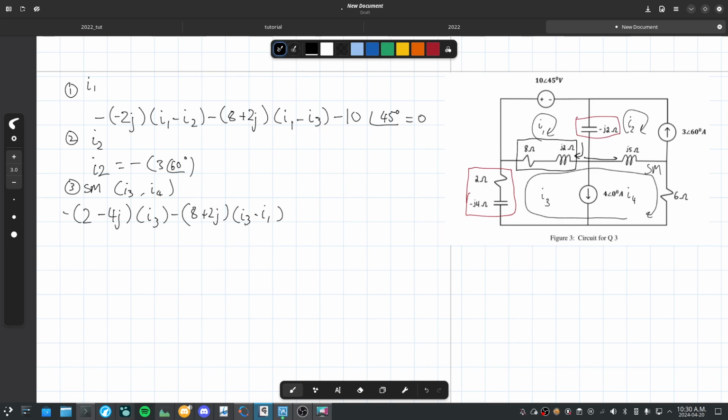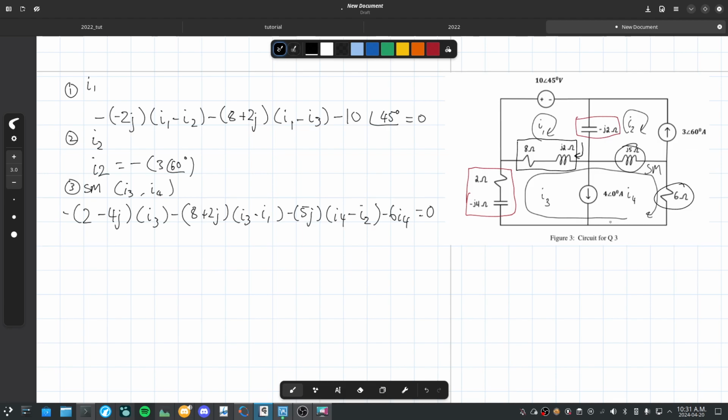We come across again to this, and this is going to be minus 5j I4, because we're now in the I4 area, not the I3, minus I2. And then this here, that's just going to be 6 I4 is equal to 0. There's nothing else. So that's all you have to do to assemble a mesh analysis equation set.